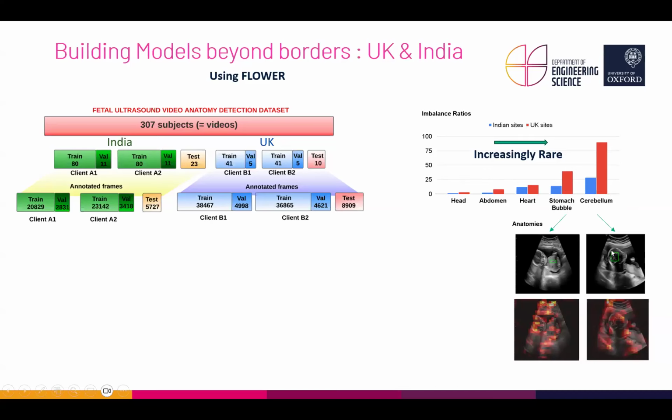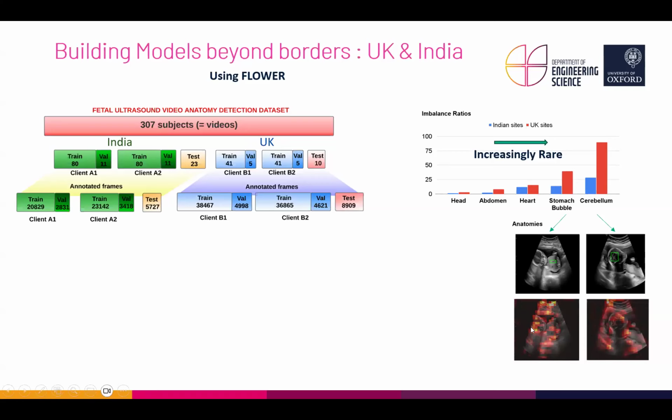This is the stomach bubble, and this is the cerebellum. And so it's increasingly rare. As you can see, the imbalance ratio is quite high. And not just that, the imbalance ratio varies from client to client. So in the Indian sites versus the UK sites, the class distribution of these different classes varies. And as you can see, if we just use a normal machine learning model to detect or classify these different anatomies, the GradCam shows that it's not really working.